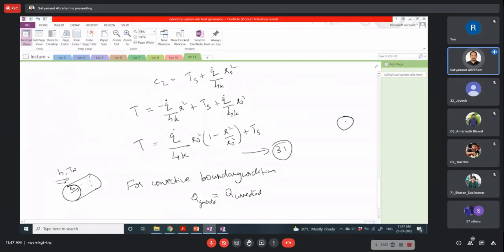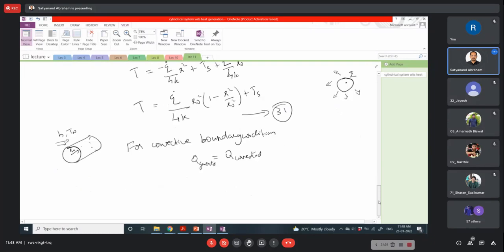Here you can see that we are talking about a solid cylinder, so there is no heat in. At the center itself we set a symmetry condition because there is no heat in. Whatever heat is going out in all directions is the heat generated within it. So what is the heat generated? Heat generated per unit volume into volume. What is the volume? Volume is equal to pi r zero square into L, because L is the length, so that is the total volume of the cylinder.